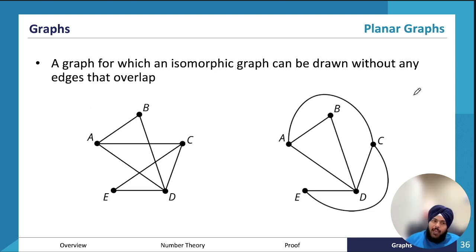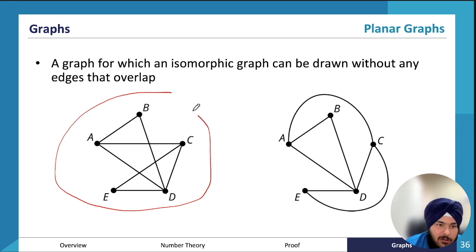A lot of the time you'll get questions like, is this a planar graph? And you'll get this graph over here. Right now, currently you can't tell, so you have to draw the isomorphic graph. And if you can't find any way of drawing the graph without having the edges overlap, then it is not a planar graph. So it's a little bit of trial and error when it comes to these sort of questions.